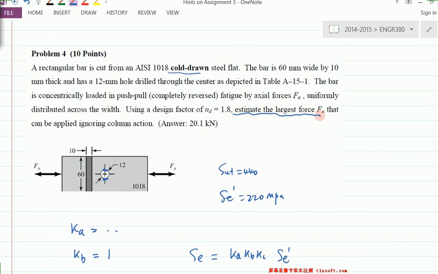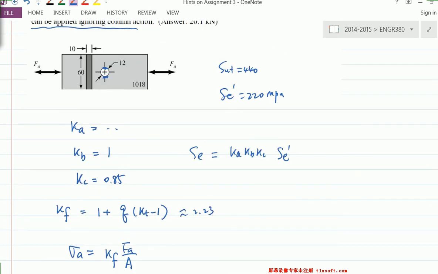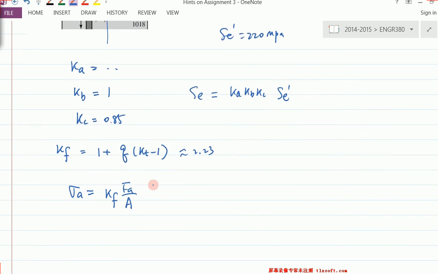So the question here is, estimate the largest force Fa that can be applied in Mohr-Coulomb action. So what we need is to calculate the amplitude of sigma A. Sigma A equals Kf Fa over area, and this area should be the net area at this cross section here, right? At this cross section. We don't know what Fa is yet, so we can leave the Fa as it is. However, what we do know is the safety factor is given as 1.8.